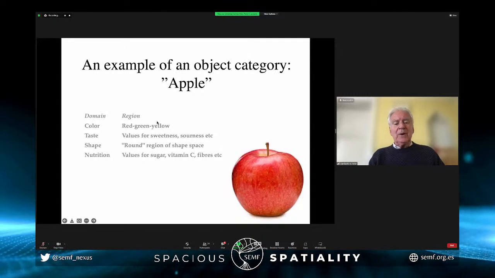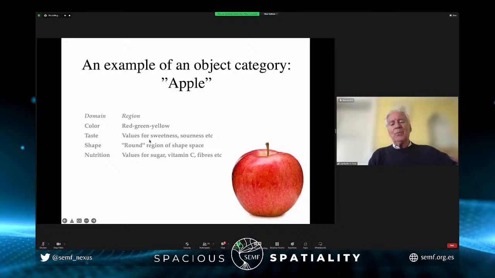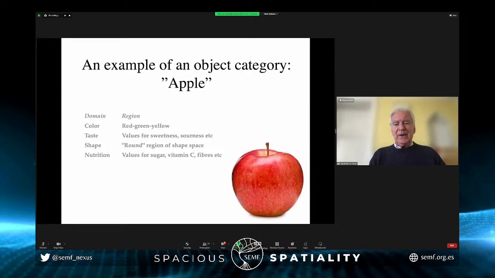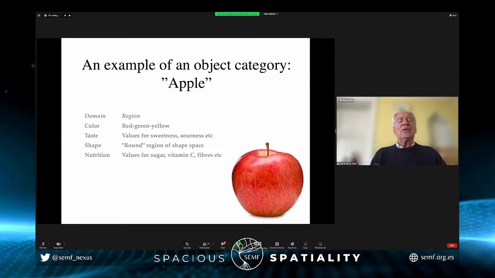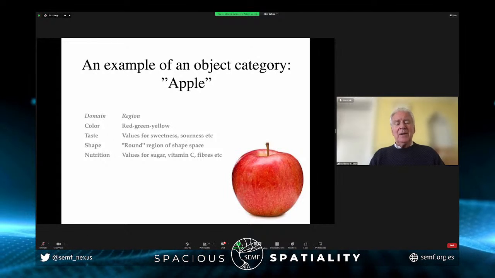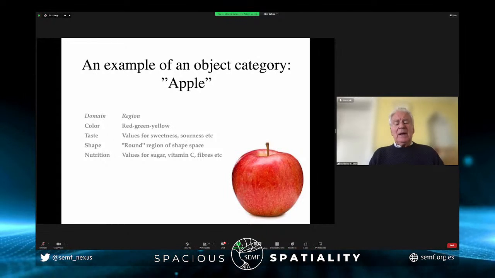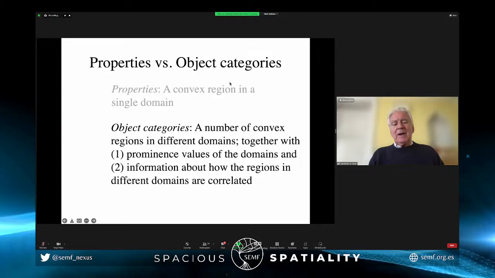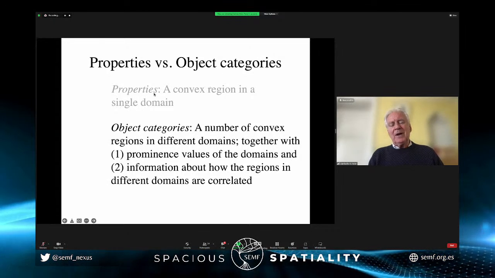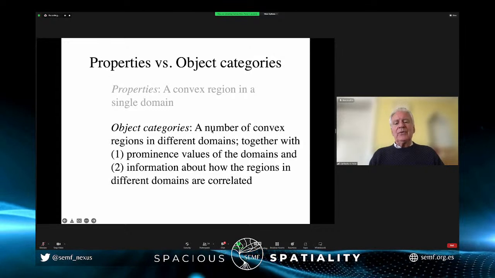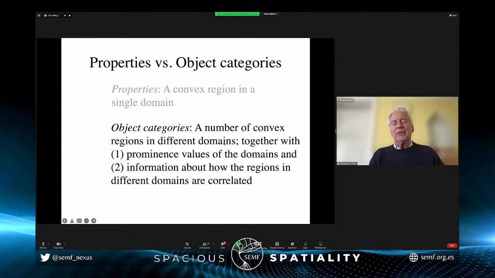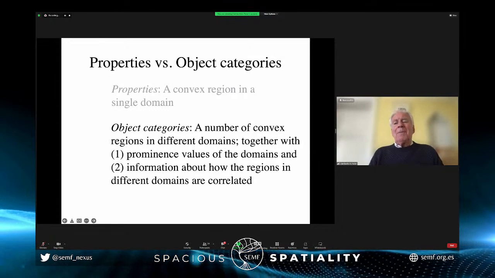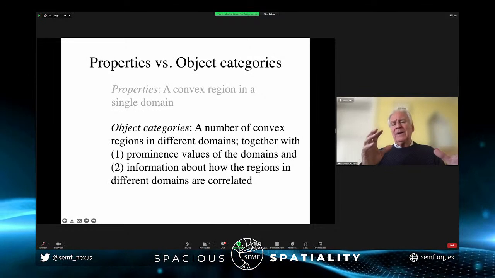When you're a child, you learn about these three domains, but then when you grow up, you learn more things about apples. So the number of domains associated with a noun may not be fixed. You pick up a few when you first learn the meaning of the word, and then you can add more domains. Now, a property is what's represented by an adjective, but an object category is represented by a number of convex regions in different domains. So I'm still claiming that the regions in the domains are convex, but these regions hang together in different ways.